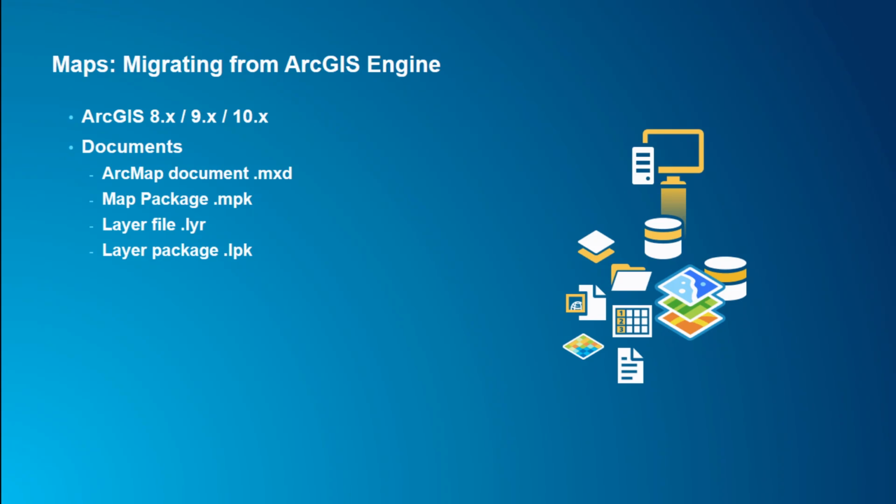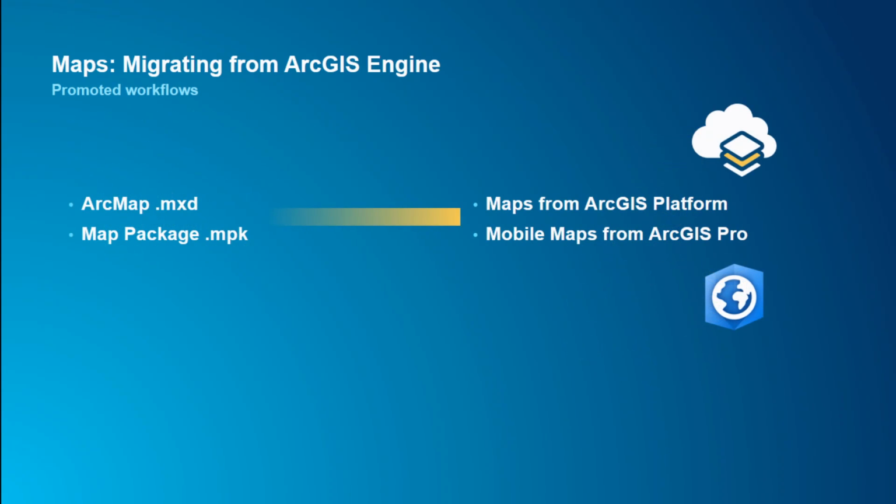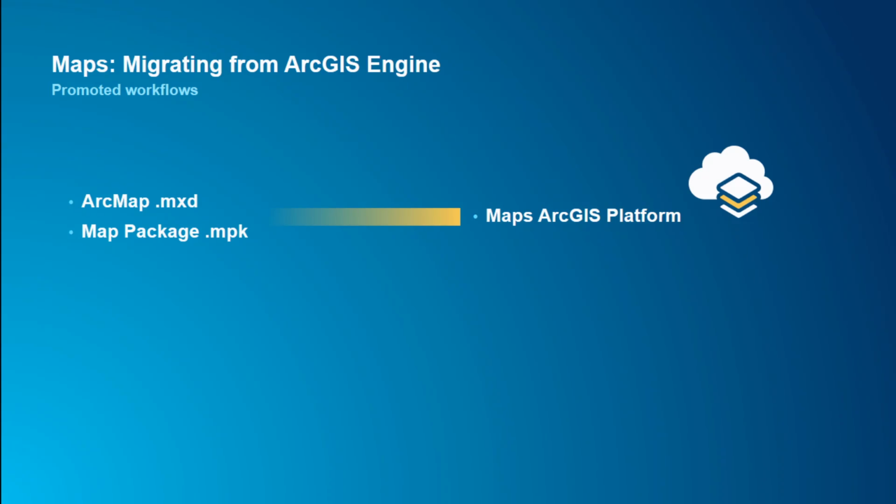So in terms of those document types, what are the equivalents within ArcGIS Runtime? For map documents, MXDs, and map packages, the equivalent in the runtime is maps from the ArcGIS platform and also mobile maps from ArcGIS Pro. So first up, let's take a look at maps from the ArcGIS platform.